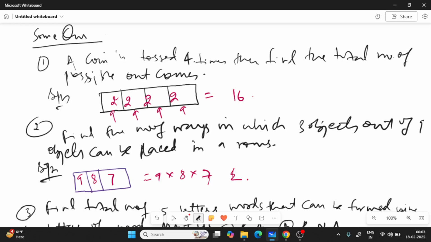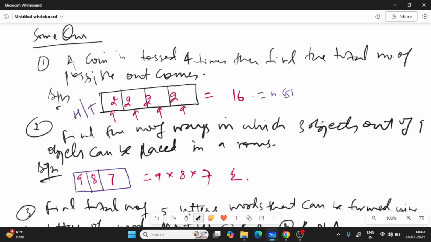The first question, as you see written here: a coin is tossed four times, and you are asked to find the total number of possible outcomes. It may be asked in the probability chapter also, that is, what would be the total number of sample space. You can say it is also equal to the total number of sample space, n(S). This is n(S). Okay.